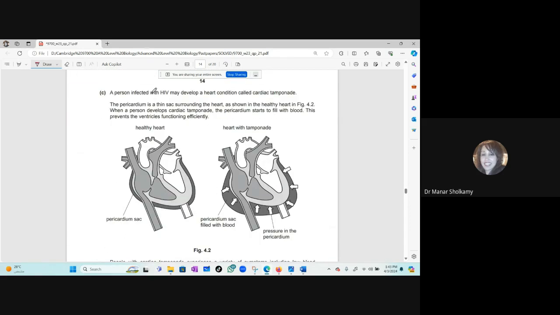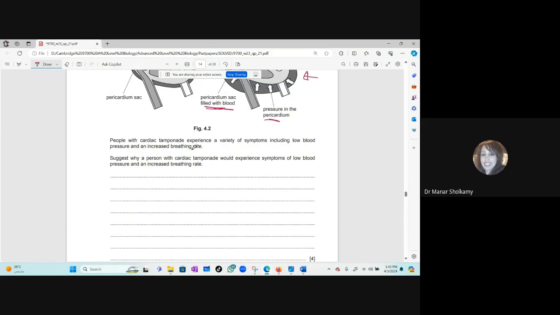Okay. A person with HIV may develop a heart condition called cardiac tamponade. The pericardium is the thin sac surrounding the heart, as shown in the healthy heart in figure 4.2. So the 4.2, this is a healthy heart. When a person develops cardiac tamponade, the pericardium starts to fill with blood. This prevents the ventricles functioning efficiently. So we can see here that this pericardium, this layer, is filled with blood. And this is going to affect the pressure inside the pericardium, and it's going to affect the contraction of the ventricles.